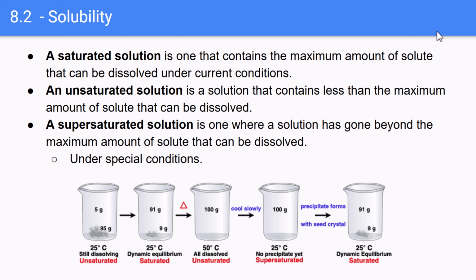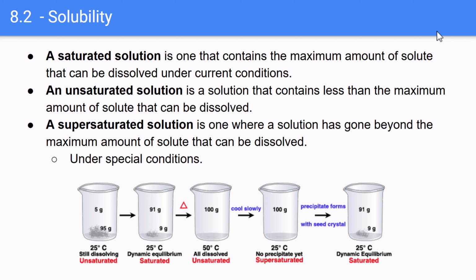A supersaturated solution would be where, under certain conditions, we heat it up and then cool it back down, and you could get some of the precipitate back out of it.